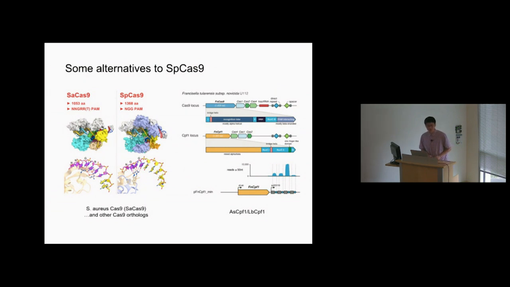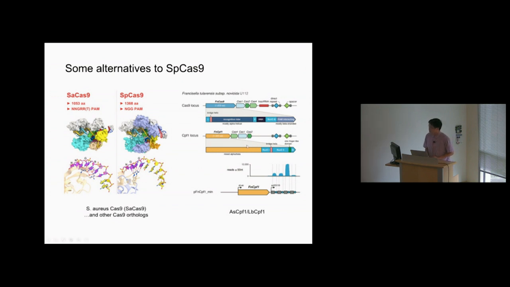There are many other alternatives to using SpCas9 for genome editing. These include other Cas9 orthologs, as well as non-Cas9 enzymes from CRISPR. As one example, our group has previously characterized an ortholog of Cas9 known as Staph aureus Cas9. It is over 300 amino acids smaller than the commonly used SpCas9, which means it can be much more easily packaged into AAV.